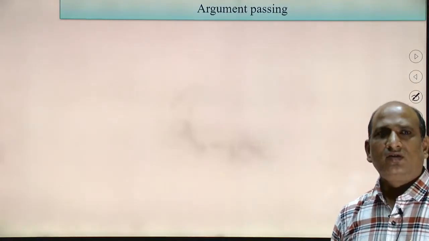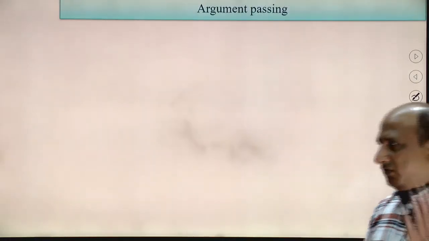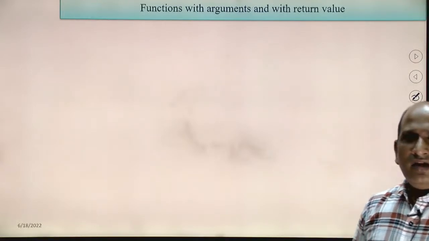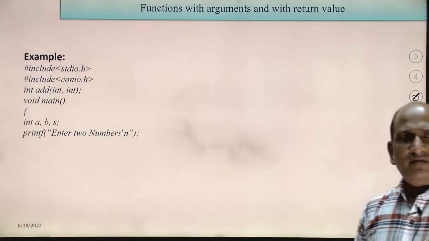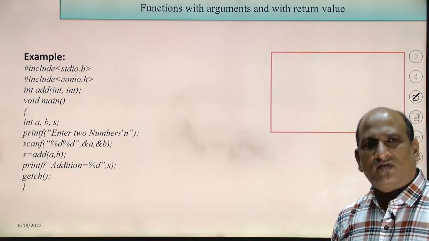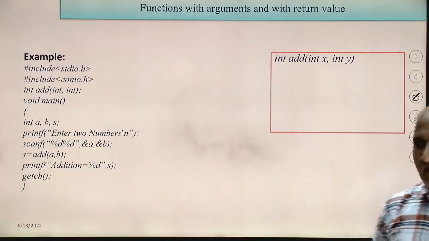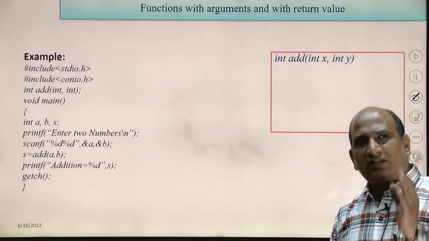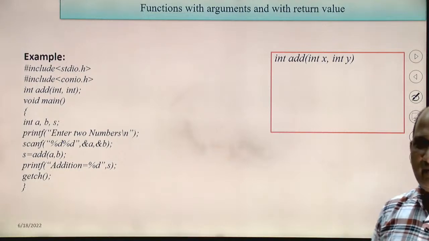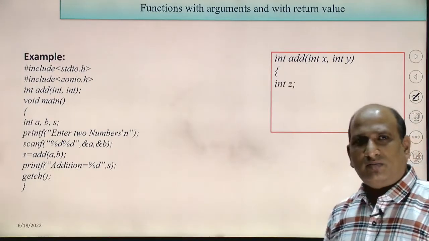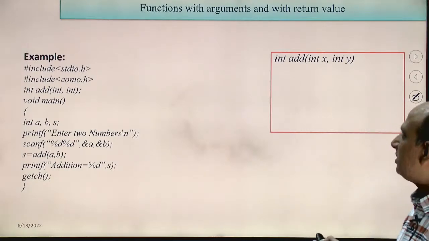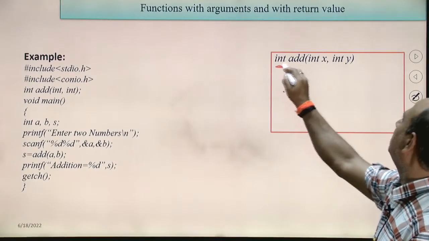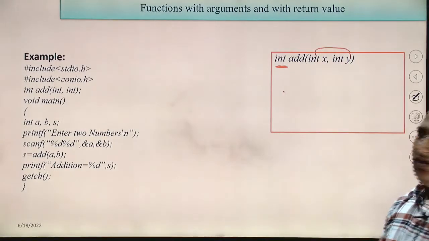Okay. Now there are function types on the basis of the argument value, and the functions are of 4 types, as I have already told. The first one is function with argument and with return type, which means we will pass some argument to the function and the function will also return some value. Both the things are here.